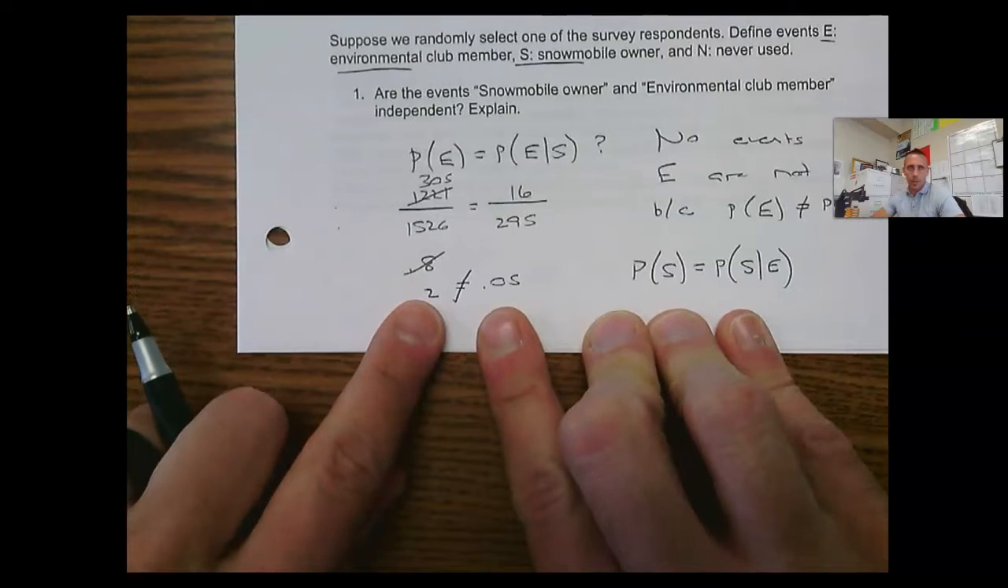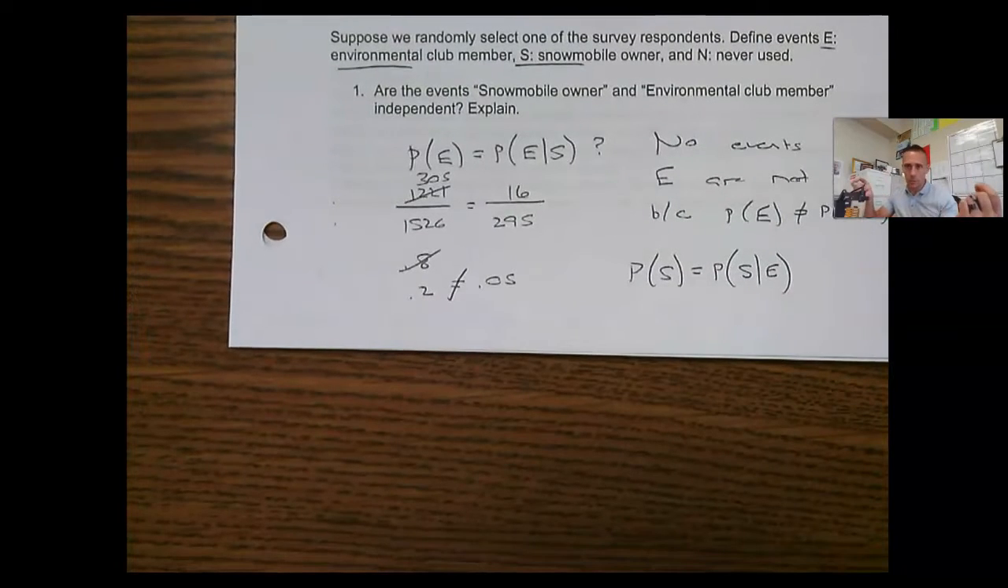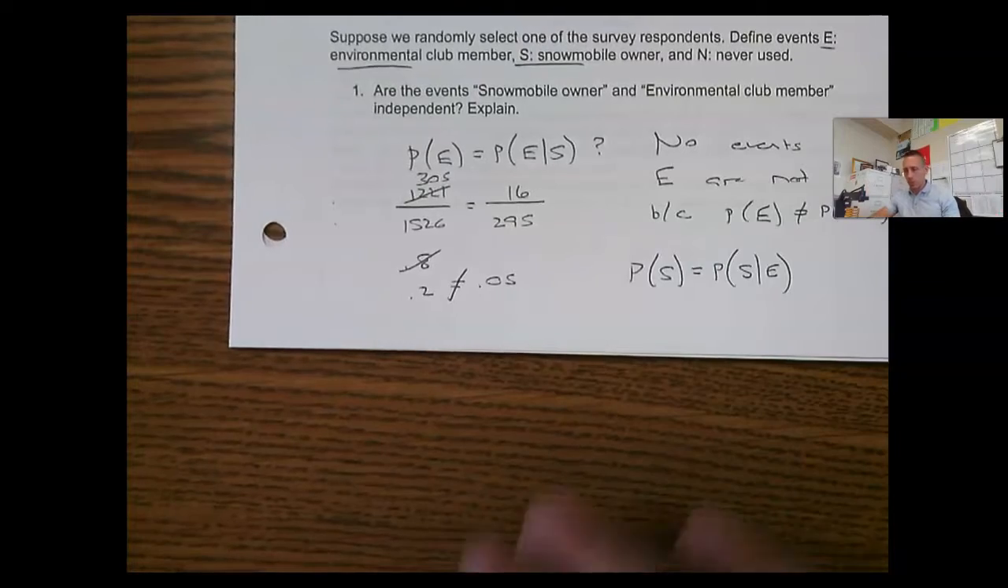You're not going to get the same decimals. You're not going to get 20% and 5%, but you're going to get two decimals that are not equal, or two probabilities that are not equal. Just keep in mind all probabilities are between 0 and 1.